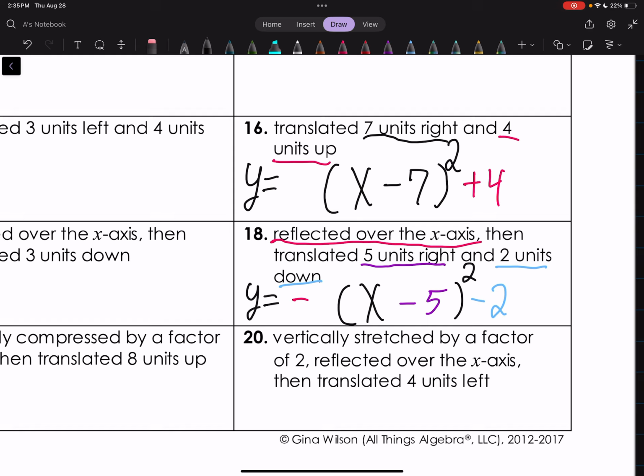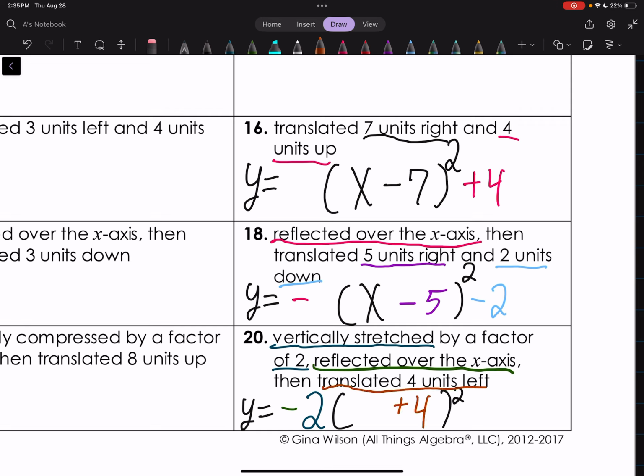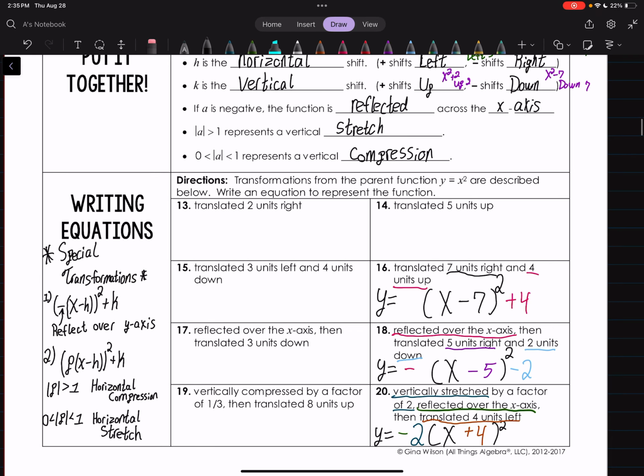Number 20, vertically, y equals space, parentheses, squared. All right. Vertically stretched by a factor of 2. A vertical stretch, factor of 2. That simply means a 2 on the outside. All right, reflected over the x-axis. I need a negative on the outside. I'm translating 4 units left, plus 4 on the inside. That is all of them. I need to put in my x, and there's my equation. It is completely finished.